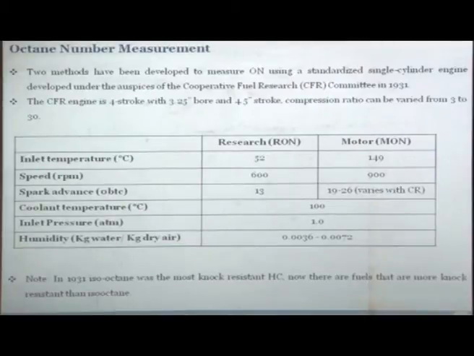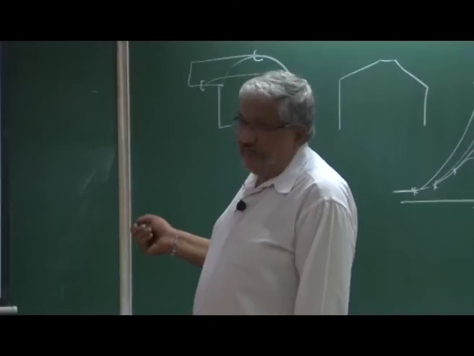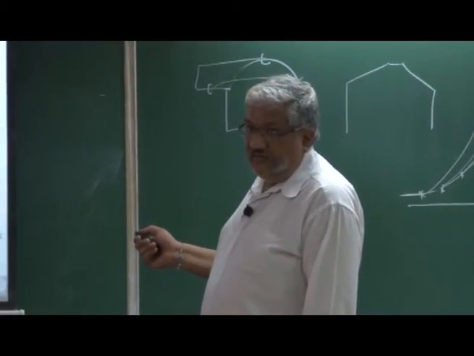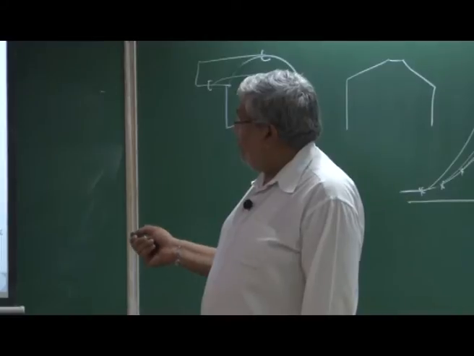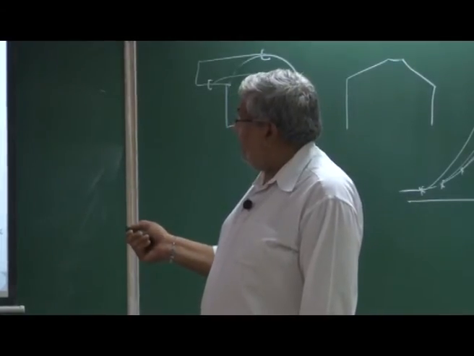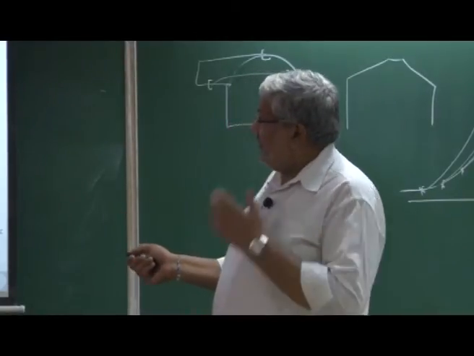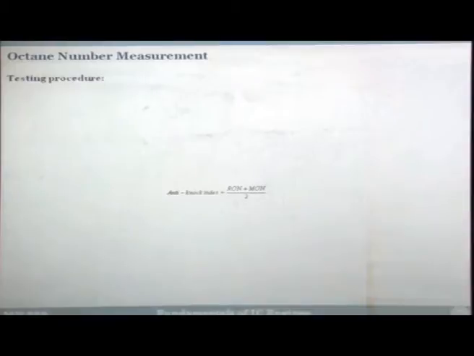motor octane number. Now can you tell me, just by looking at this table, which one will be higher and which one will be lower? Motor octane number will be lower. These are more severe conditions. Temperature is higher, speed is higher. So the possibility of knocking will be higher in this case. So motor octane number will be lower and research octane number will be higher.